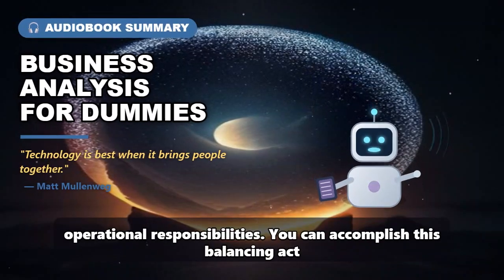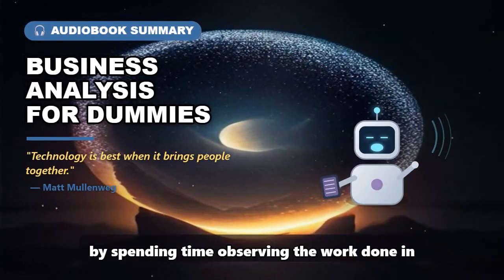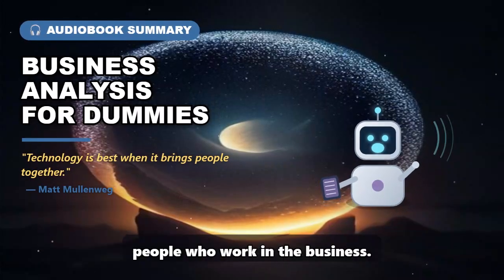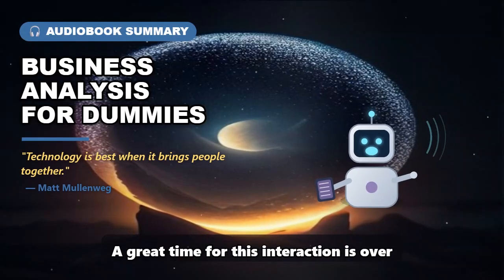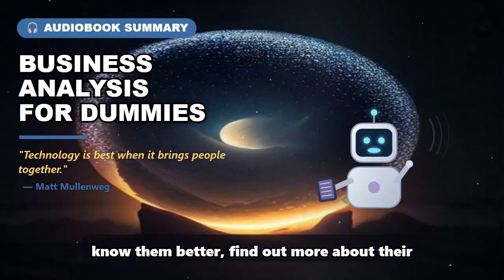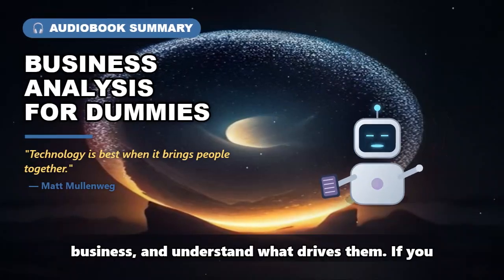You can accomplish this balancing act by spending time observing the work done in the operations area and asking questions of the people who work in the business. A great time for this interaction is over lunch with employees, where you can get to know them better, find out more about their business, and understand what drives them.